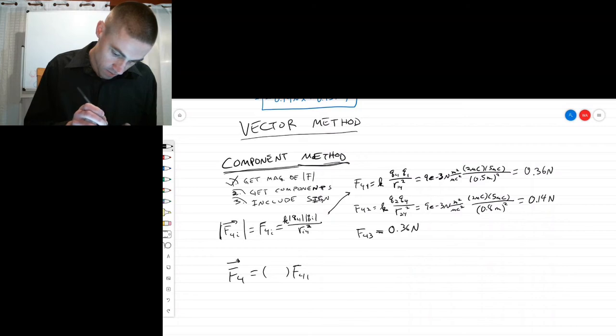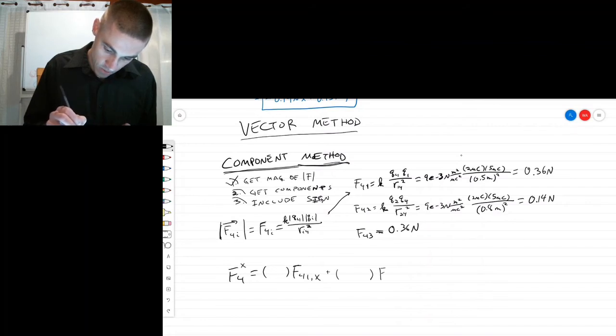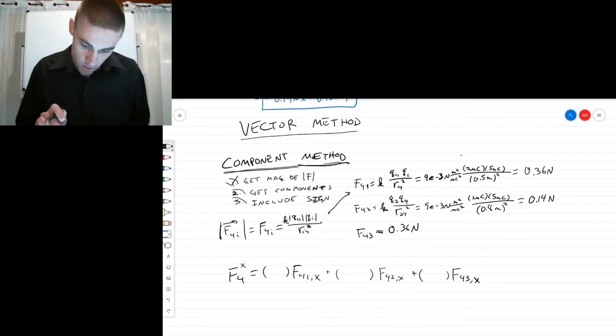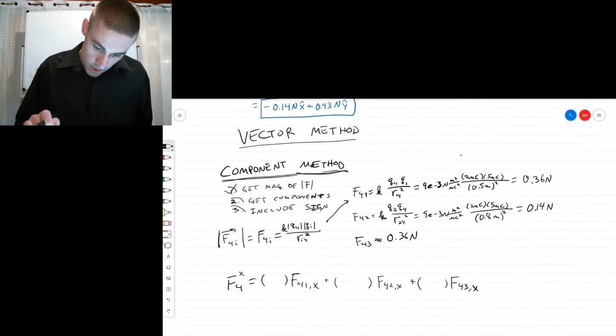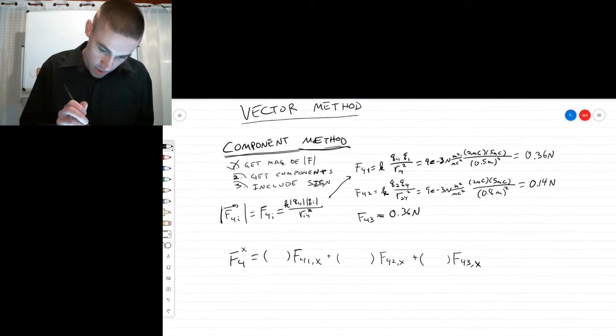Let's take F4, the x component first. That's going to be F41x plus some sign times F42x plus some sign times F43x. Okay, so let's take a look at these components then.